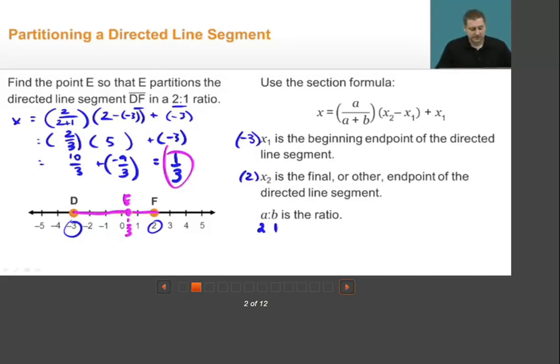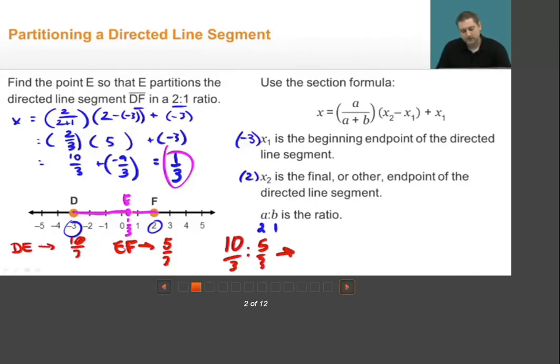But we can check to see if that works. DE has a length of what? Well, -3 to 1/3, that's 3 1/3, so we could say that's 10/3 units. And E to F is 1 2/3, or 5/3 units. So what I'm doing is comparing 10/3 to 5/3. It's the same thing as comparing 10 to 5, or a ratio of 10 to 5, which in turn is a ratio of 2-to-1. So that does check out.